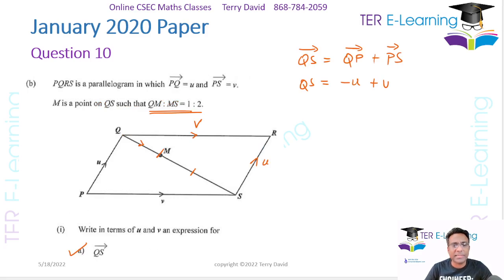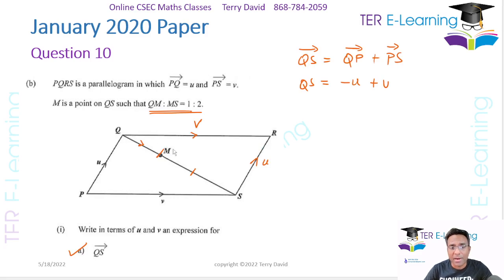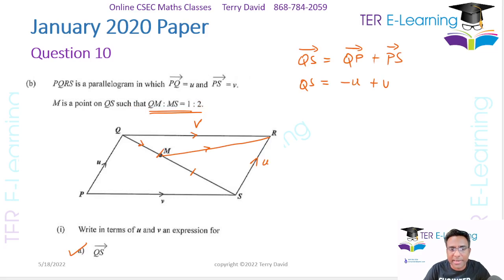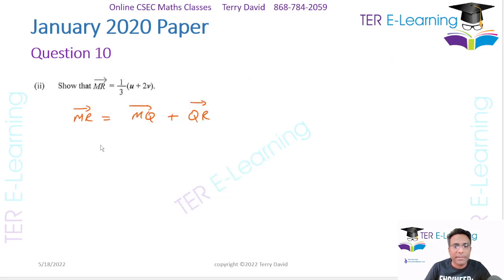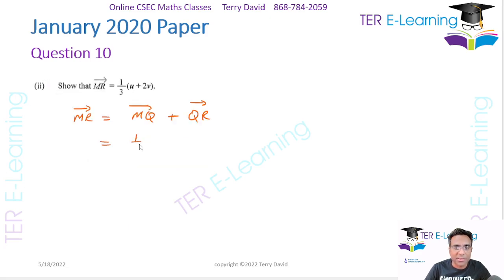Next thing they want, show that MR is one third of (U plus 2V). So where is MR? MR is this vector here. According to my diagram, I can get MR by going from M to Q and then Q to R. So MR is equal to MQ plus QR. Make sure I'm telling you that correctly: MR is MQ plus QR. So MQ is simply the reverse of this vector here, so that's going to be 1/3 U minus 1/3 V, plus QR.